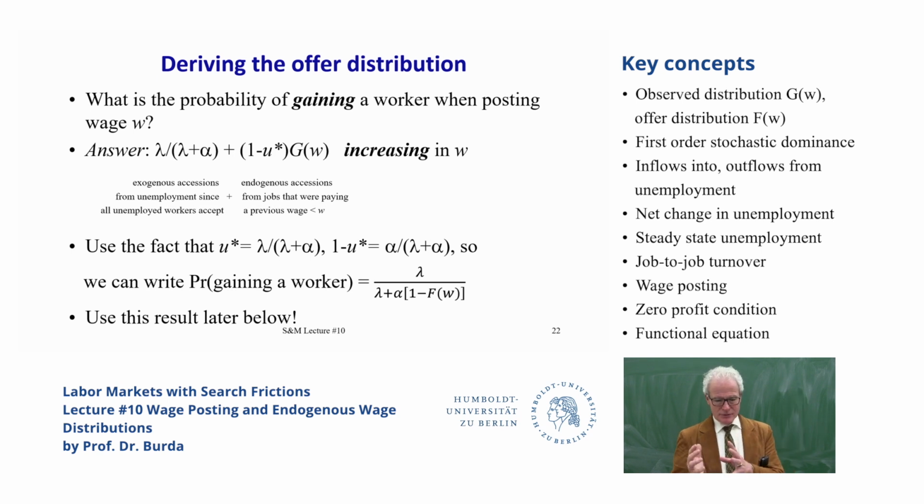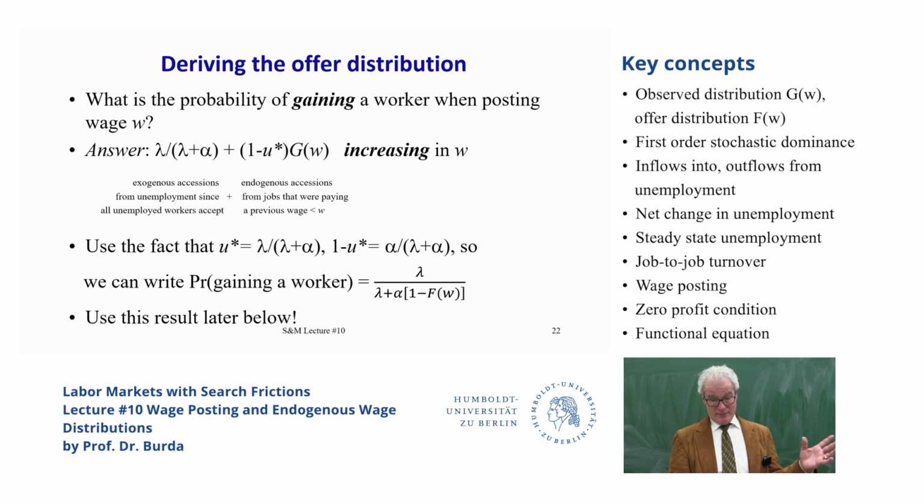So that's the first term. The second term is how many people I can suck away from the competition that's paying less than what I'm paying right now. The sum of those two pieces is the probability of getting somebody if I don't have somebody. And remember, I can't get more than one person because I'm a one-man operation, because this model has constant returns. So the probability of getting a worker is lambda divided by lambda plus alpha times 1 minus the CDF at the W that I've chosen.